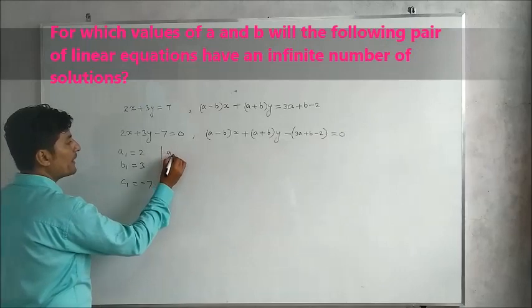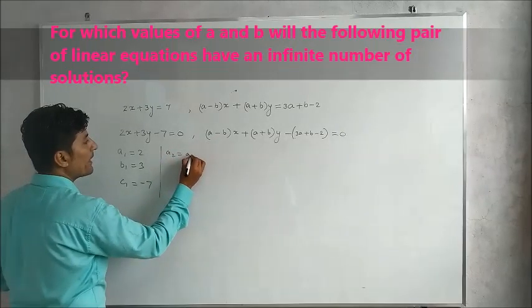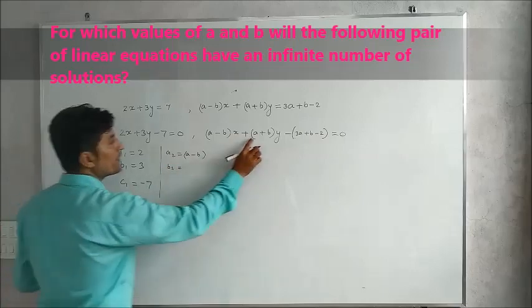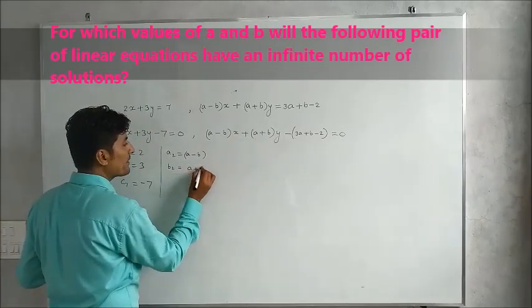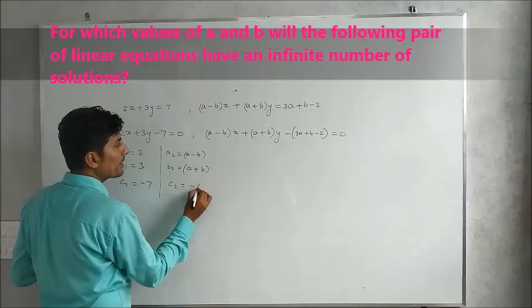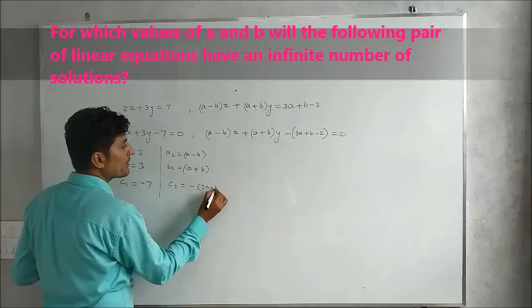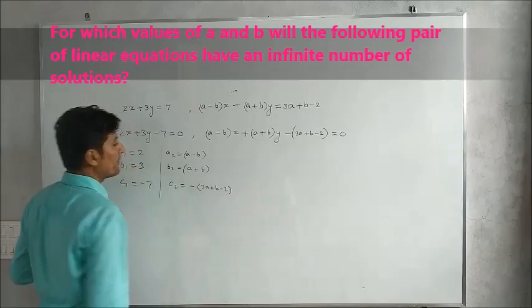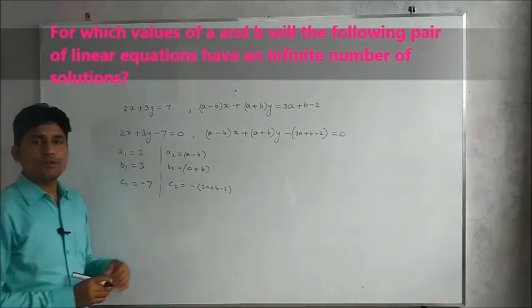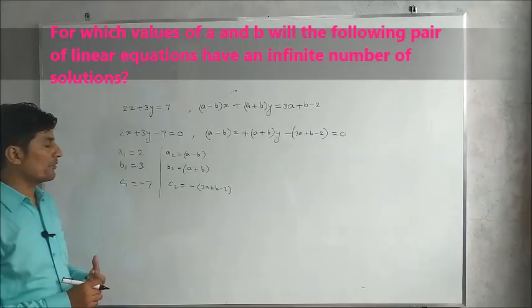Now we'll find the value of a2. a2 is a minus b, b2. The value of b2 is a plus b. We can write here a plus b, while the value of c2 is equal to minus (3a plus b minus 2). Now, according to the question, these pairs of linear equations will have an infinite number of solutions.